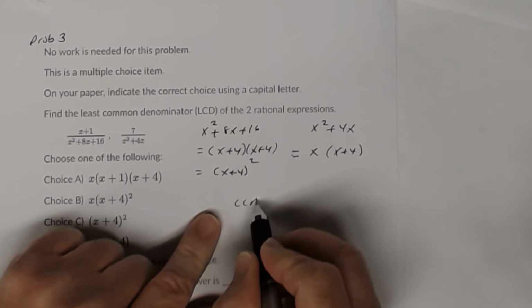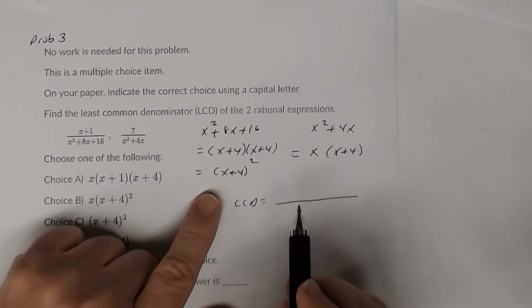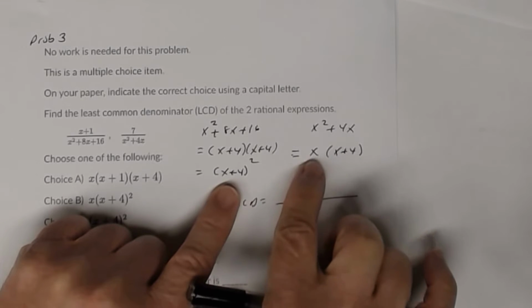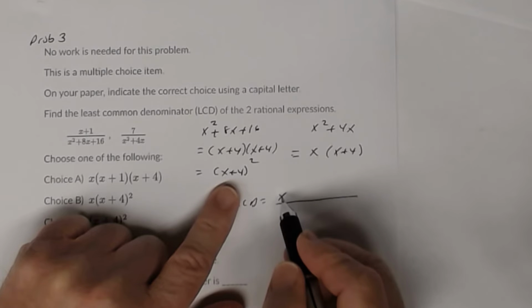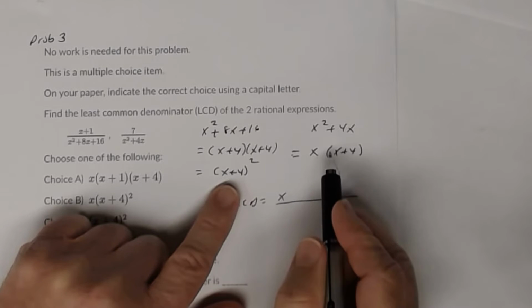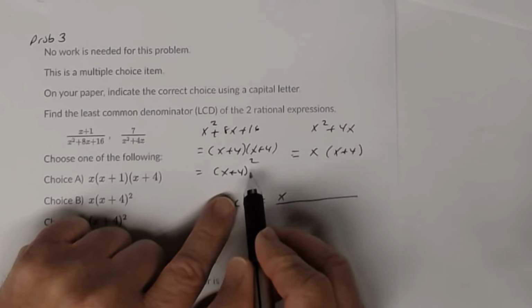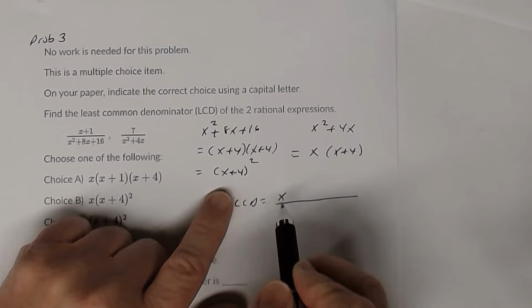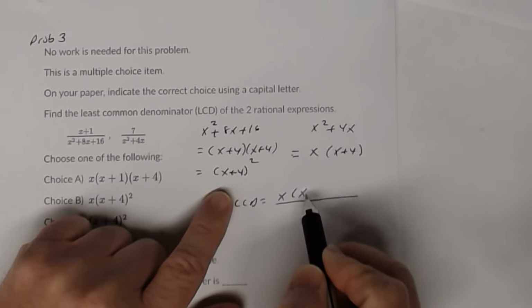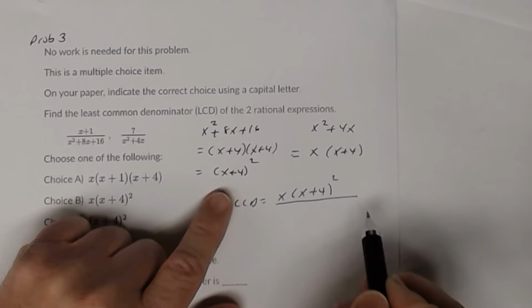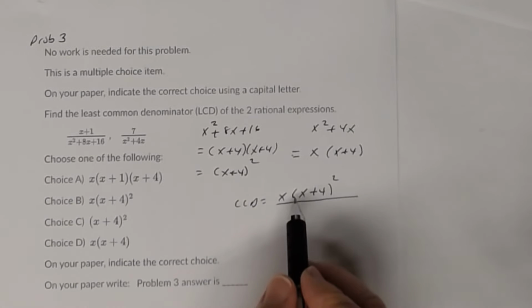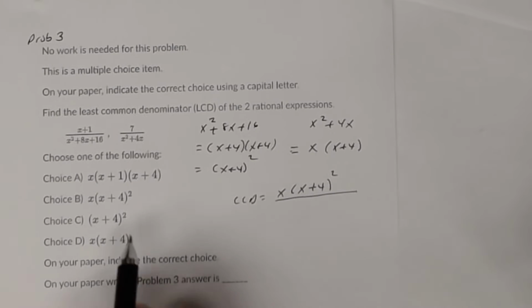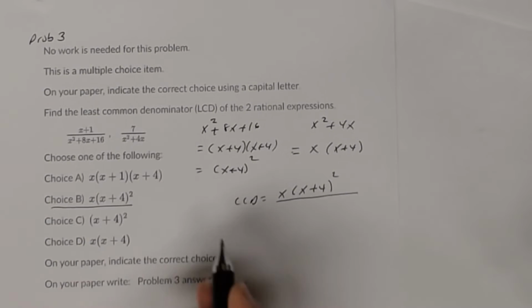So remember, when you look at your least common denominator, you must include every factor that's in those denominators. So I see a factor of x, so I have to use it. I'm going to put that first since that's my monomial. I see a factor of x plus 4 in this one. I also see two of them here. So there's one here, x plus 4, and there are two factors of x plus 4 here. You always have to use the one with the largest exponent. So you have to use the one that has the most factors. So I have to use x plus 4 to the second power. So there's your least common denominator. So that's going to be choice B right here.